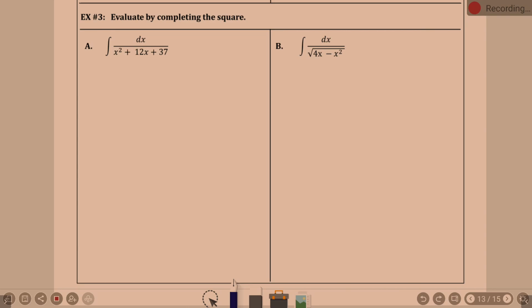Well, as you look at this first one, the integral of 1 over x squared plus 12x plus 37, this is a scenario that we can't really do much with as is. The suggestion here is that you can complete the square in the denominator, and then we will be in a form you can work with. So let's review completing the square.